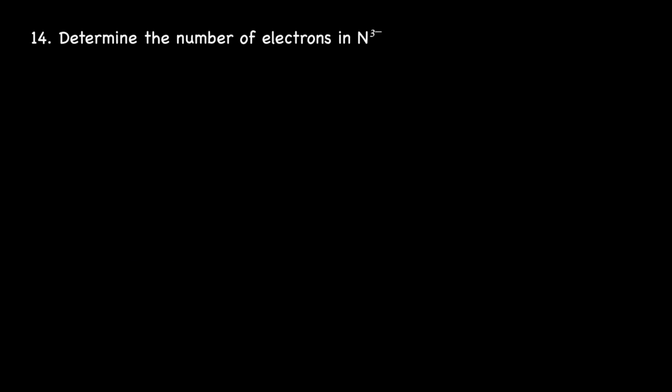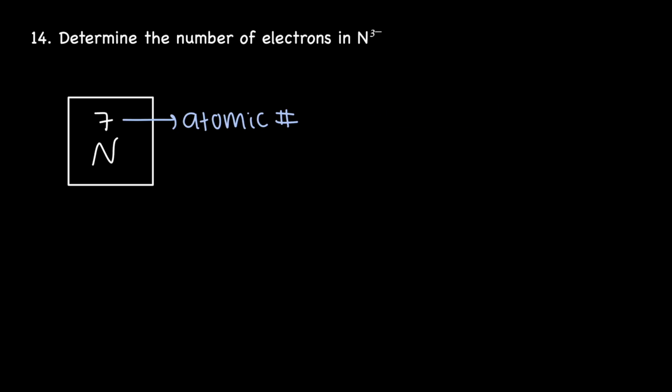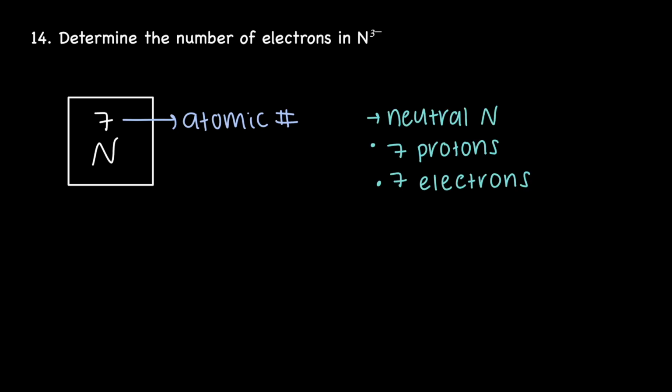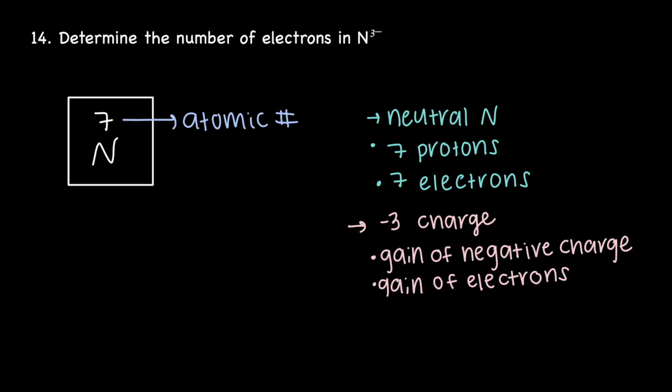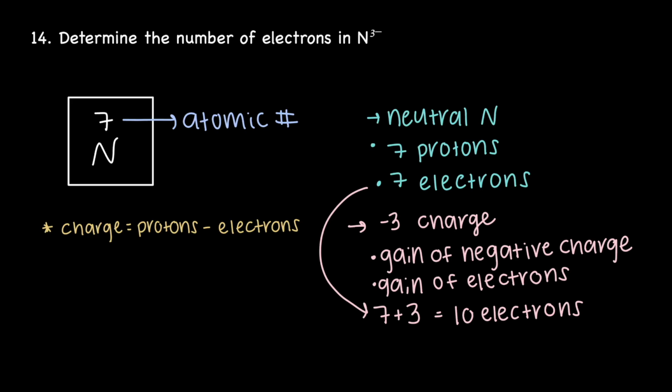Question 14. Determine the number of electrons in a nitride 3- ion. Nitrogen has an atomic number of 7, so a neutral nitrogen atom has 7 protons and 7 electrons. The charge is 3-. A negative charge means the atom gained electrons. So we take the original 7 electrons and add 3 more. 7 plus 3 equals 10 electrons. We can also calculate the charge with the equation charge equals protons minus electrons. -3 equals 7 protons minus electrons. This will give us 10 electrons.